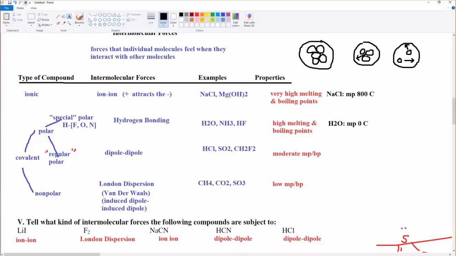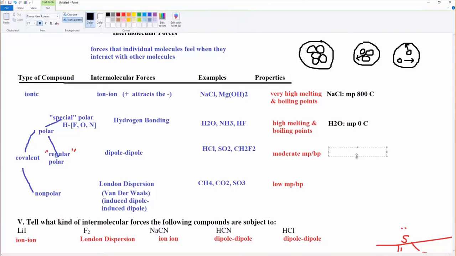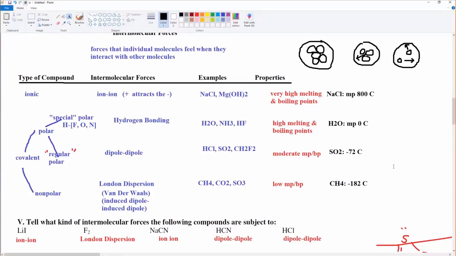Let's see, what's the melting point? Let's look up SO2. All right, melting point is negative 72 degrees Celsius. Okay, perfect. Oh, Chase had it. Perfect. Okay, what about CH4? What's the melting point of CH4? Nice, yeah, negative 182 degrees Celsius.